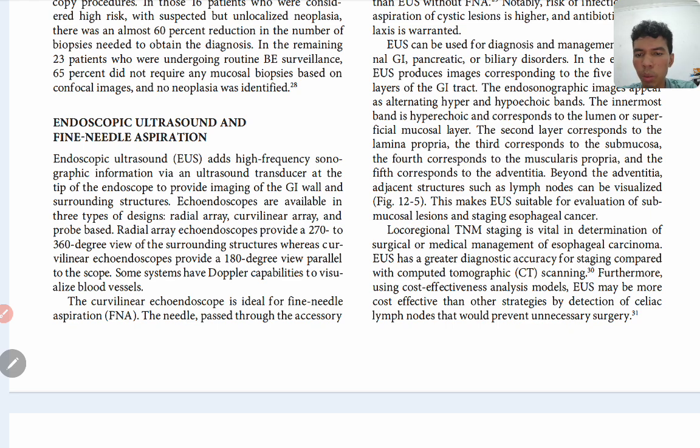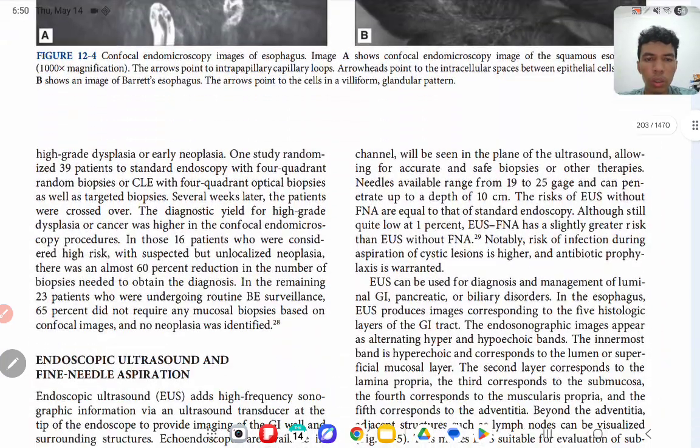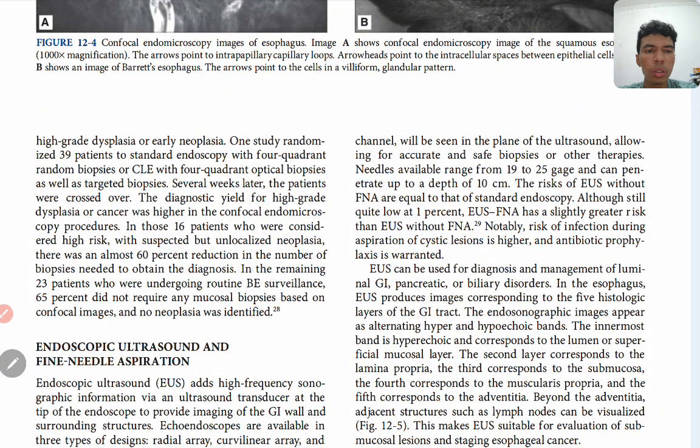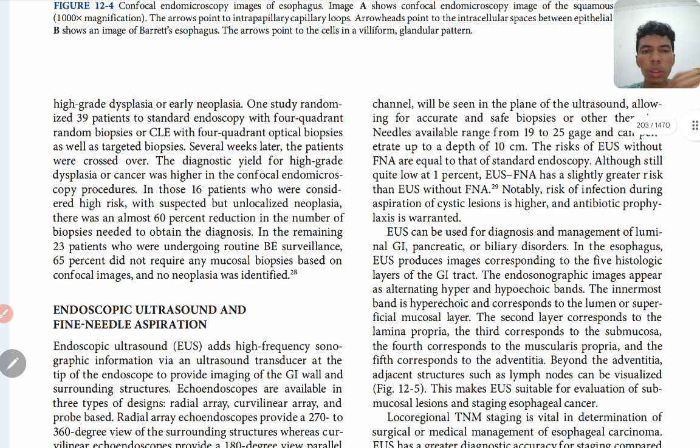Some systems have Doppler capabilities to visualize blood vessels. The curvilinear endoscope is ideal for fine needle aspiration, or FNA. The needle passes through the accessory channel and will be seen in the plane of the ultrasound, allowing accurate and safe biopsies or other therapies. Needles available range from 19 to 25 gauge and can penetrate up to a depth of 10 centimeters.